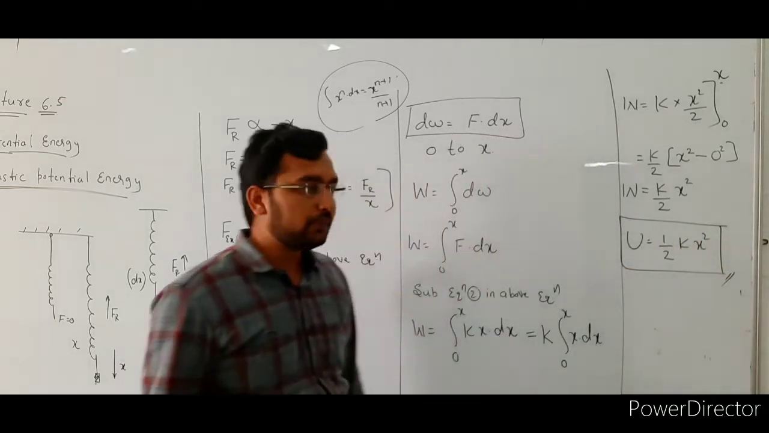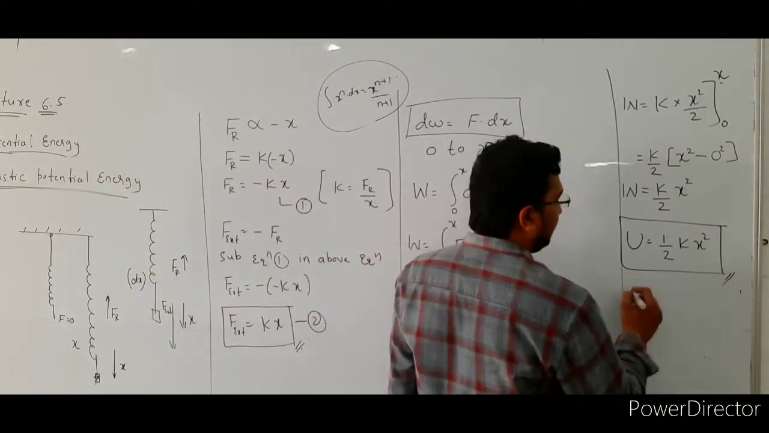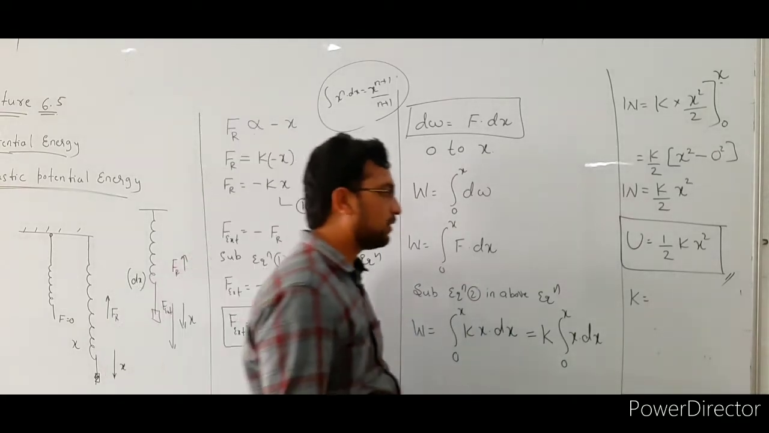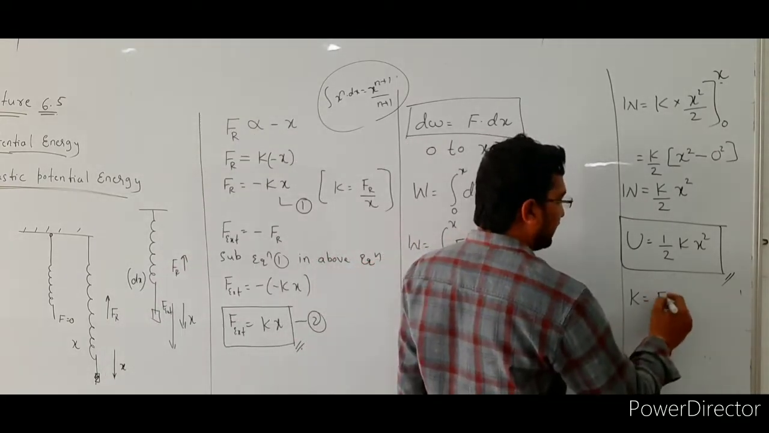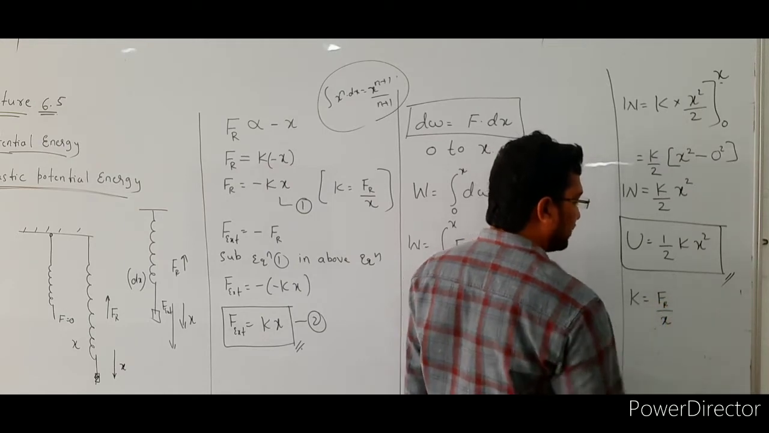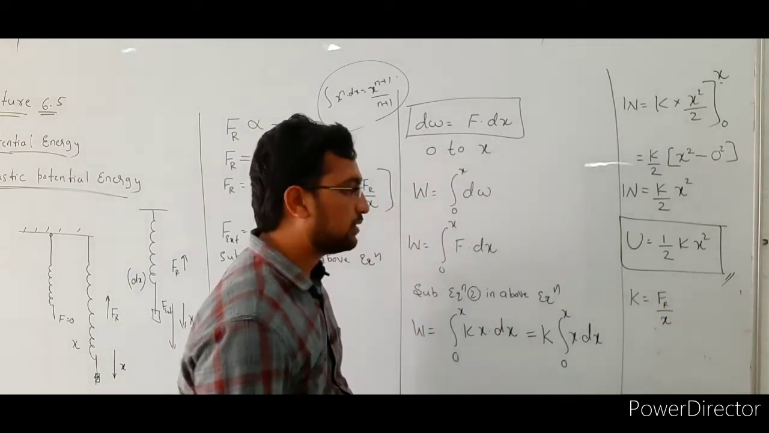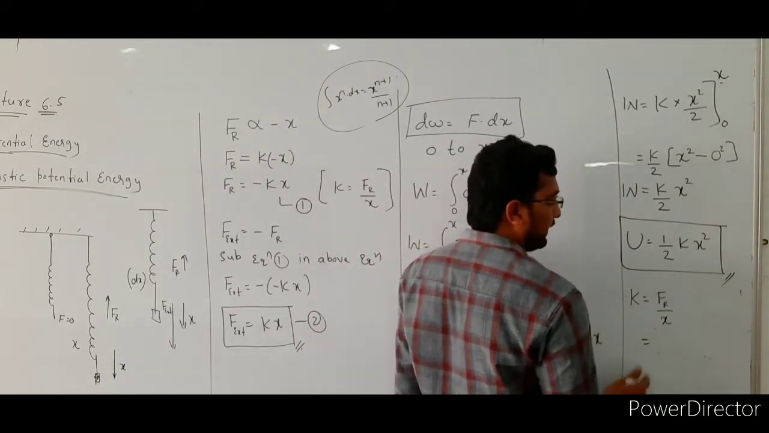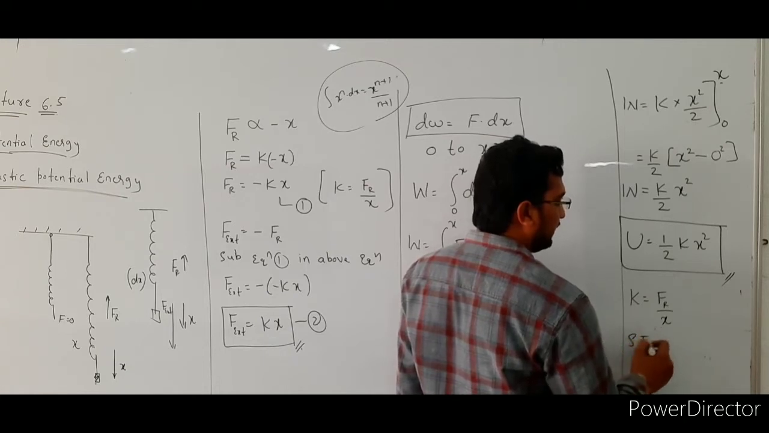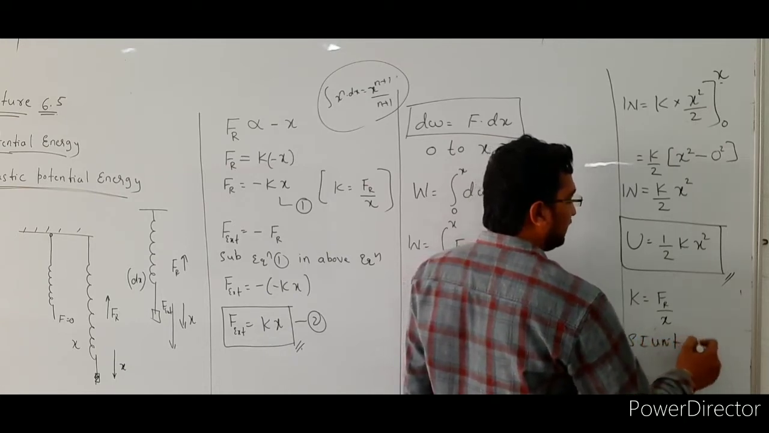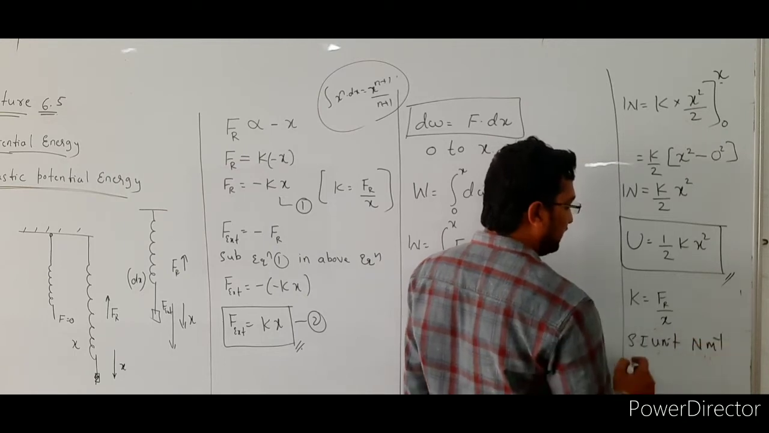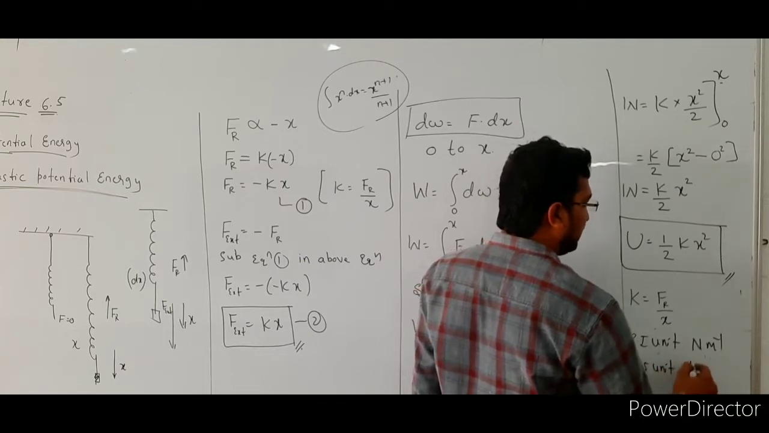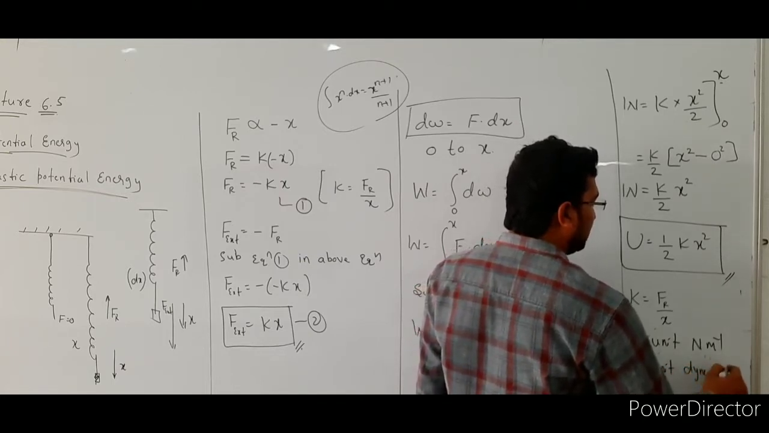Okay, see here. Here k indicates the spring constant. The definition of a spring constant is the restoring force per unit displacement. The SI unit of this spring constant is Newton per meter. The CGS unit of k is dyne per centimeter.